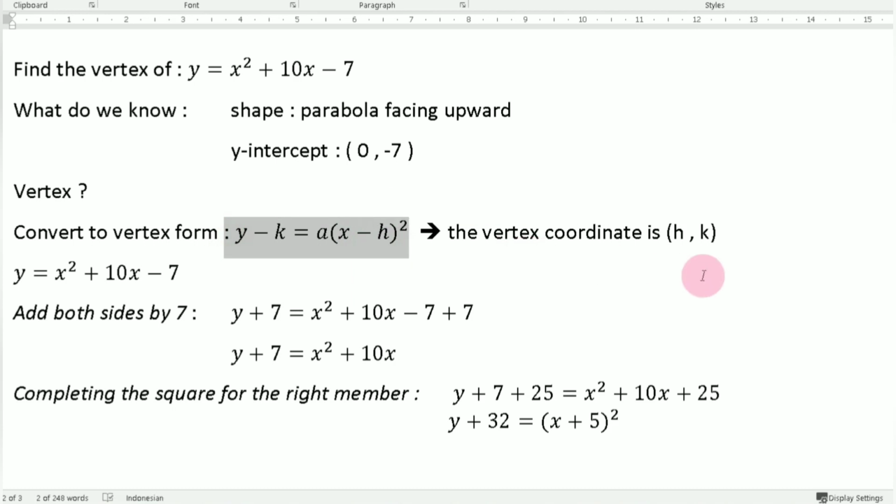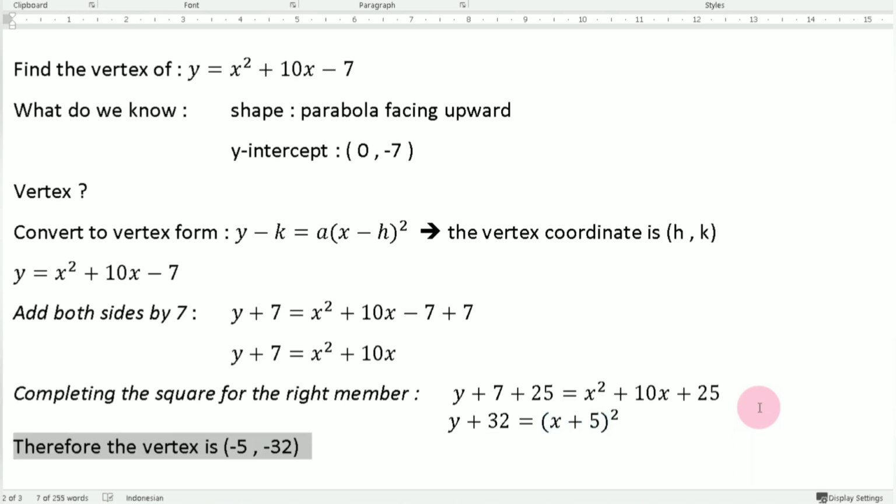The a here is 1. It is not visible since 1 multiplied by anything will be that thing. So actually it's 1. So let's go to what the vertex is. In the end, we know that the vertex will be (negative 5, negative 32).